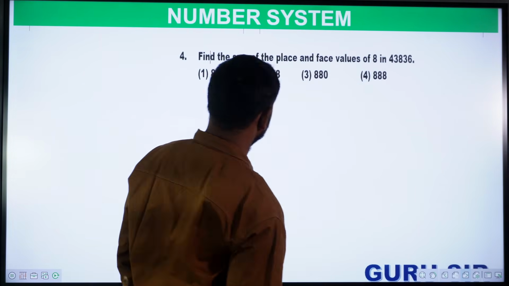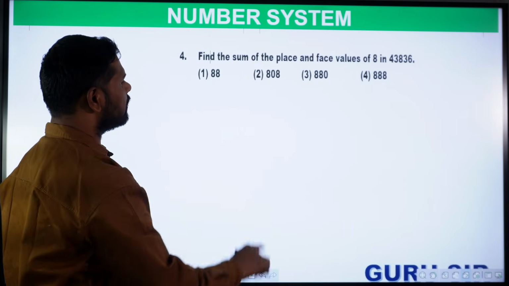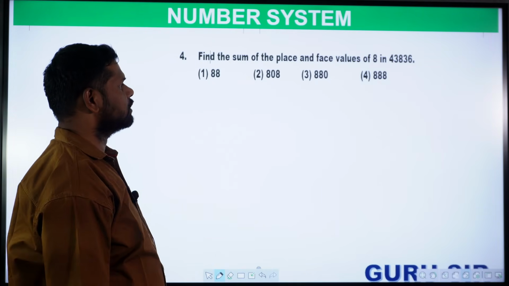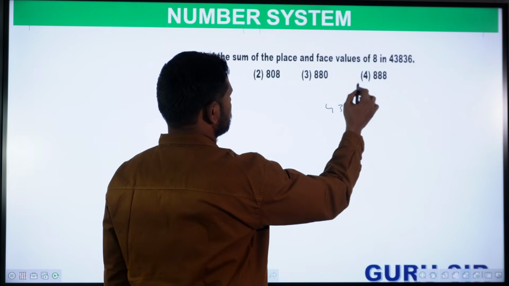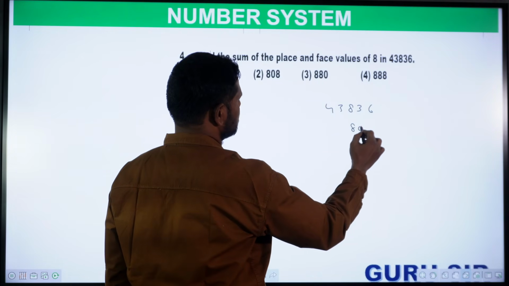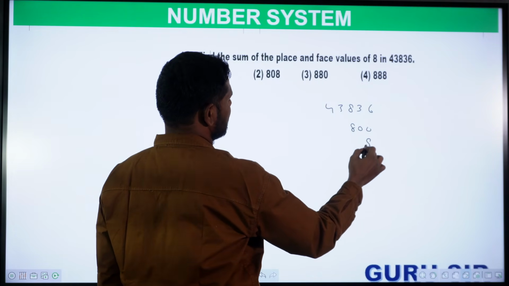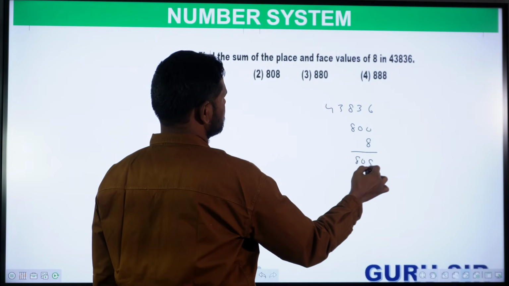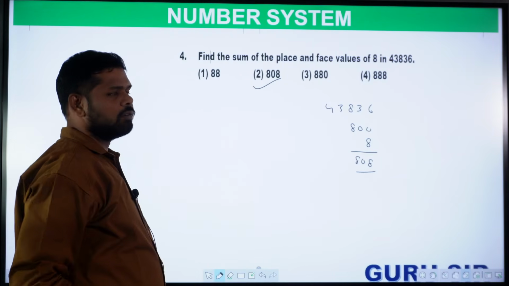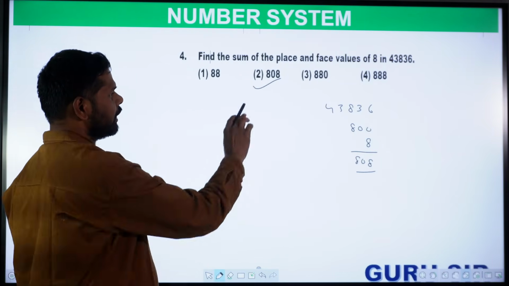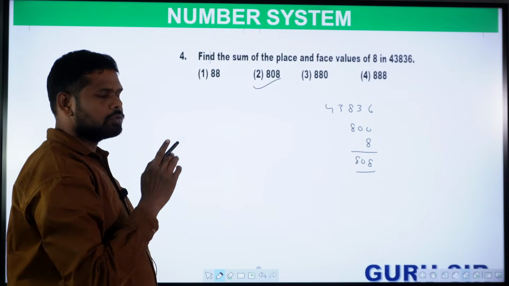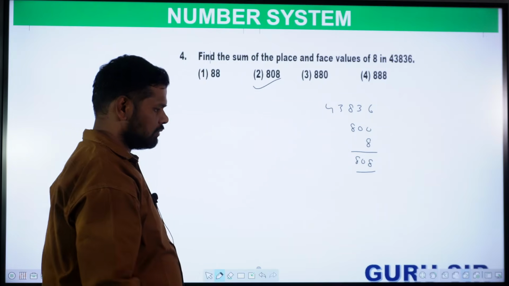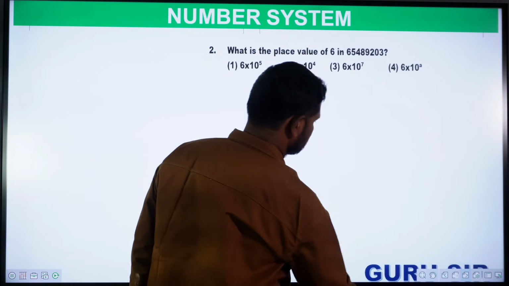Then next one. Find the sum of the place and face values of 8 in 43836. The place value is 800 and the face value is 8. Sum of these two is 808. Be careful while answering. 808 is there, 880 is there, 888 is there. So observe and choose the correct option. Don't get confused.